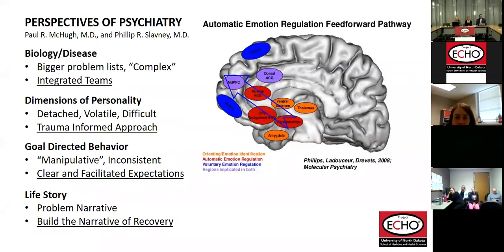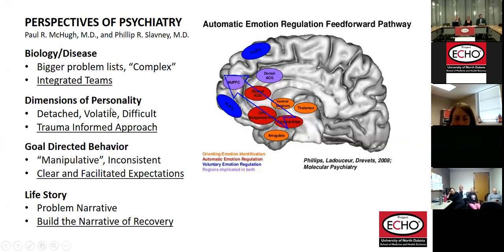So what's another application of this? When these ACEs occur, we talked about how they could affect biology or disease, either by messing up the connections, the development, or adding issues like depression or anxiety. The risk of this is that individuals start to look like complex, difficult patients. So we need to have integrated teams. You need to look at both the trauma effect as well as the effect of substance abuse on individuals' lives.